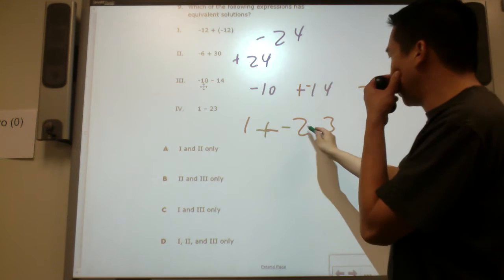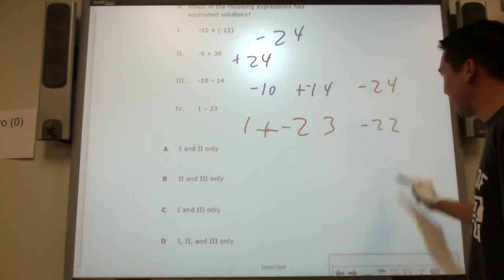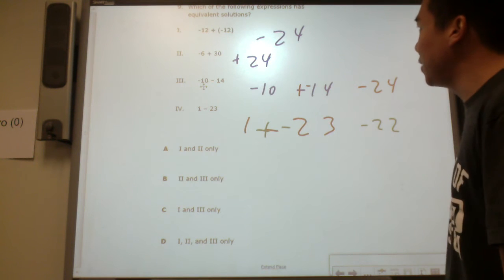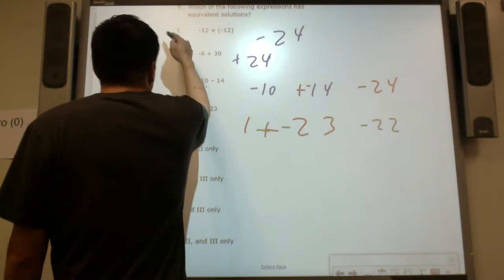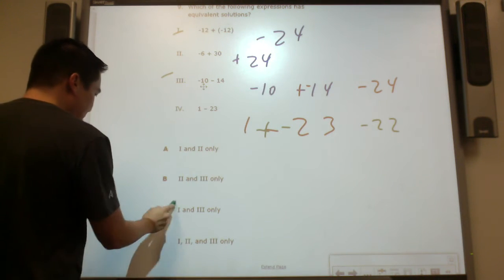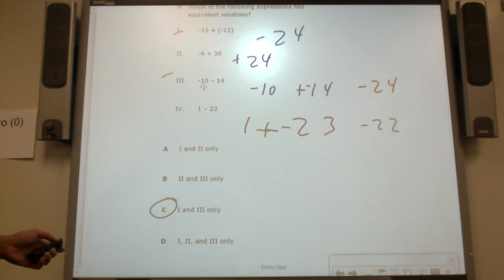So we have more negatives than positive. We have 22 more negatives. So which two have the same? 1 and 3. This and this. C is the answer.